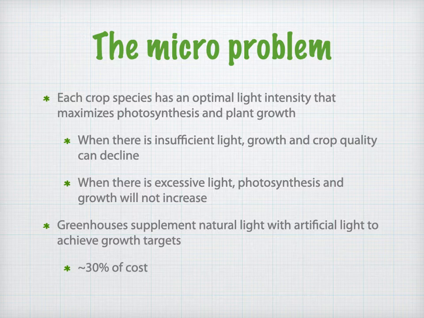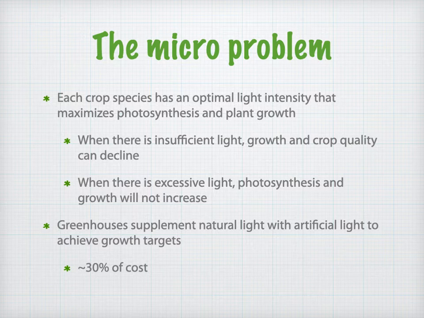However, if it receives insufficient light, growth and crop quality can decline, which for a greenhouse grower means that they may not be able to meet the contract requirement to deliver so many pounds of lettuce, for example, to a large food retailer. When there is excessive light, photosynthesis and growth will not increase. It's a saturation curve, so there's a certain point where more photons don't increase the growth of a plant.